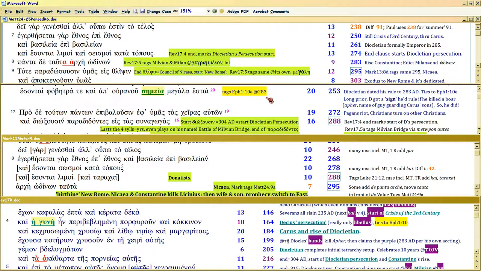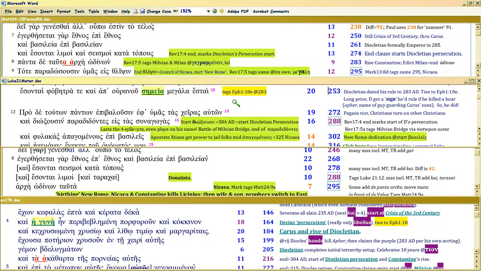Alright? So that's one layer of meaning to this time period, this 12-year period ending in 280. Now, how are we going to find it in the next book? This is Luke. Luke wraps around Matthew always. And notice now he is going straight to Diocletian. This is exactly what Paul does in his meter. In Ephesians 1:10, Paul meters it to 283.